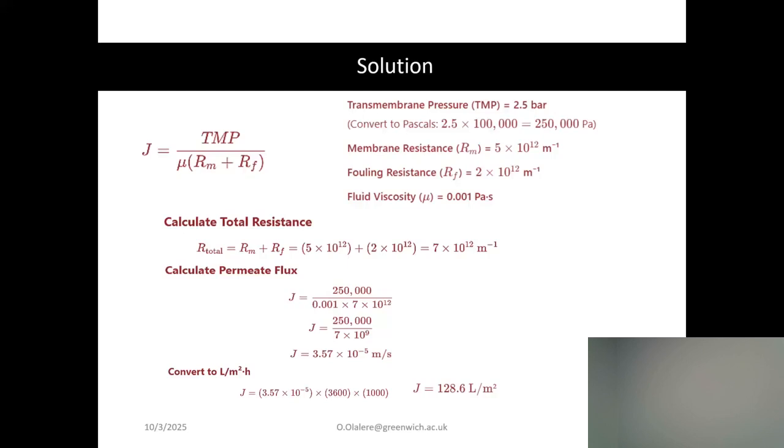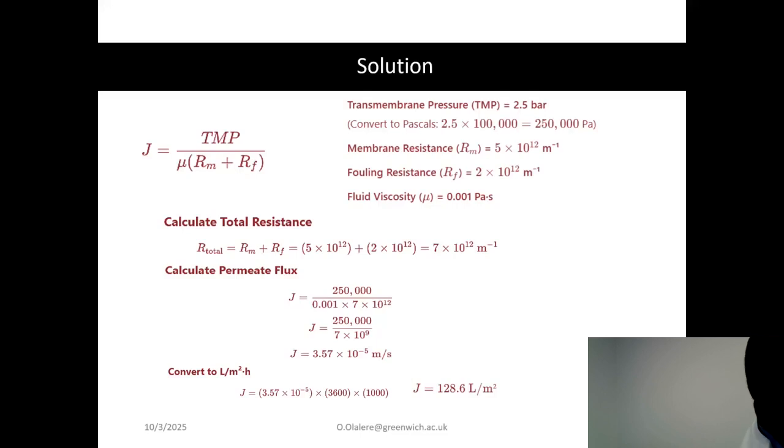So I won't tell you what it is, but at least once you read, you know what those equations are for. And we have, it's 2.5 bar, so we need to convert bar to Pascal or Newton per meter square, whatever it is. Then we have the membrane resistance to be Rm, given. Then we have the fouling resistance to be Rf, and we have the fluid viscosity to be 0.01 Pascal. So from this formula, we need to get the total resistance.